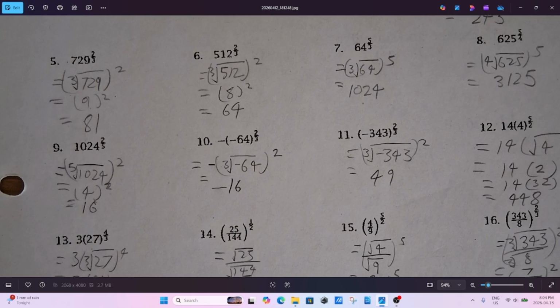Question 7. 64 to the 5 over 3 is equal to the third root of 64 to the exponent of 5. The third root of 64 is 4, because 4 times 4 times 4 is 64. And then 4 to the power 5 is 1024. Question 8. 625 to the 5 over 4 is the fourth root of 625 to the exponent 5, which is equal to 3125.